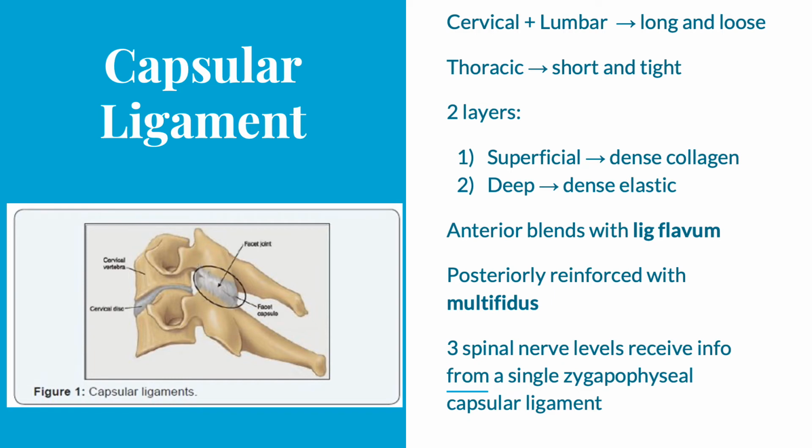We've got two layers. We've got a superficial layer and a deep layer. So outside, the superficial layer is going to be denser, it's going to be stronger, and then on the inside, you're going to have a little bit more of that elasticity.